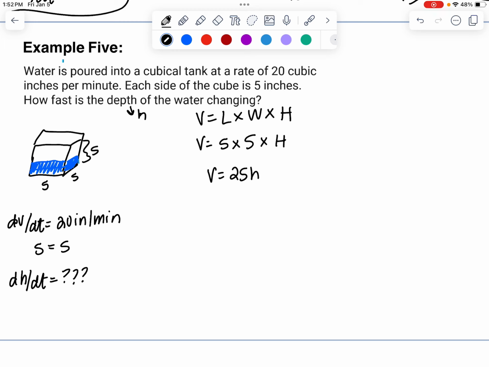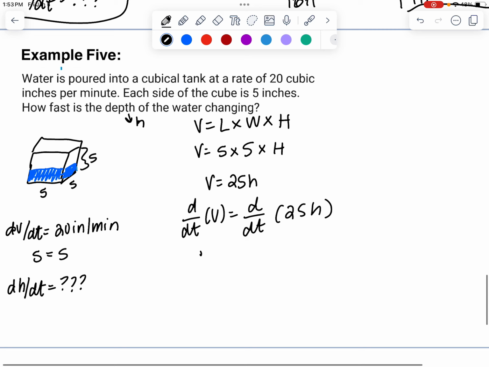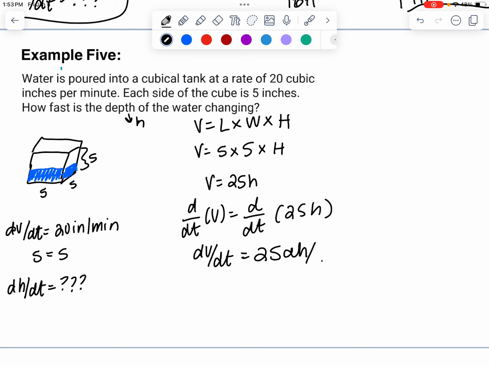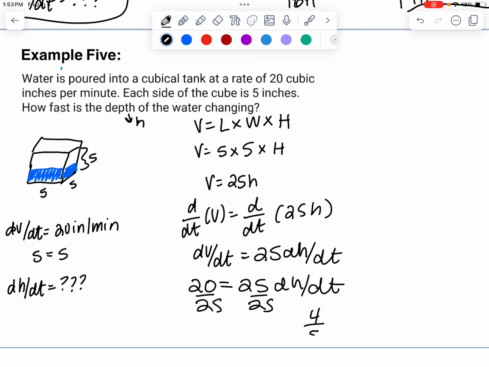I'll take the derivative of both sides. So taking the derivative of the left, taking the derivative of the right, this will be dV/dt equals 25 dH/dt, and then plugging in the info I know, which is 20 equals 25 dH/dt. Simplifying that will be 4/5 inches per minute. And we are done with the notes.